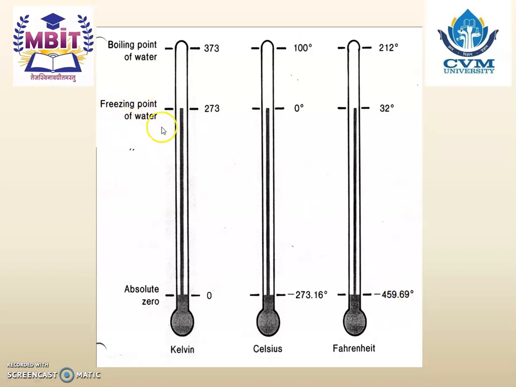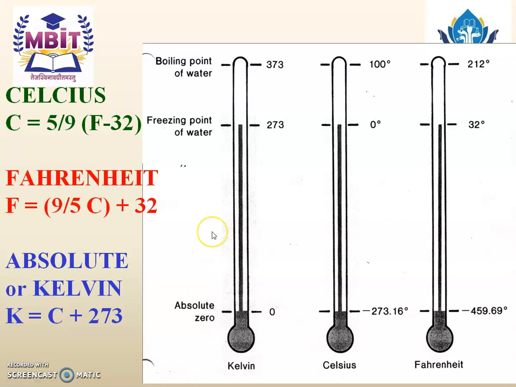Now at the freezing point of water, in Kelvin the temperature is 273 Kelvin. At the freezing point of water, in Celsius, the temperature is 0 degrees Celsius. And at the freezing point of water, the temperature in Fahrenheit is 32 degrees Fahrenheit. Similarly, when the boiling point of water is reached, the temperatures in Kelvin, Celsius and Fahrenheit are 373 Kelvin, 100 degrees Celsius and 212 degrees Fahrenheit. This is how we can convert the temperature from one scale to another scale.